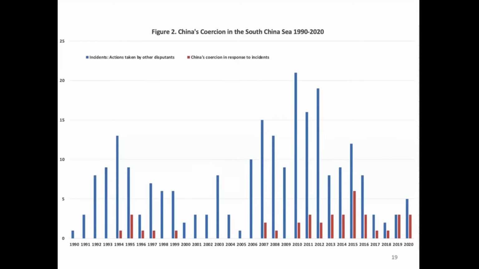So this is the same figure, but I added China's coercion in response to some of these incidents in red. So we can see that in the 1990s, China used coercion, sometimes selectively, not responding to every single incident. And some of the 1990s cases of China's coercion were actually militarized in the South China Sea.